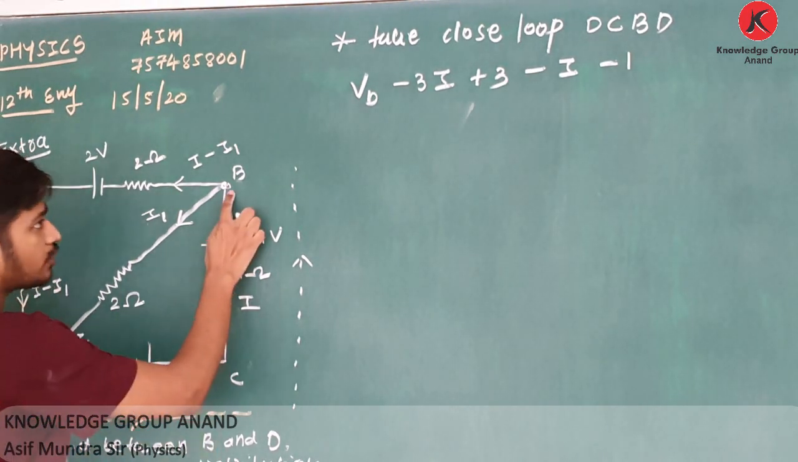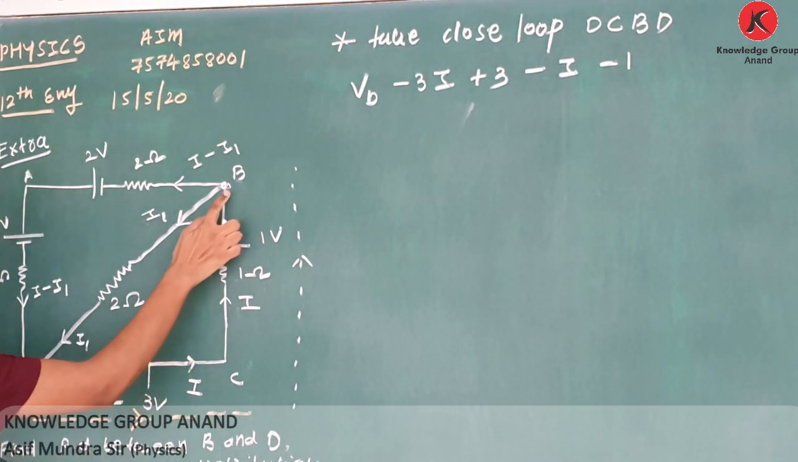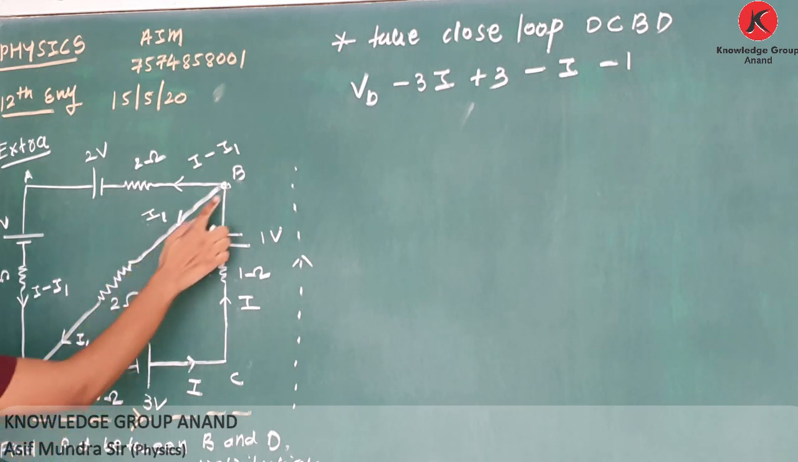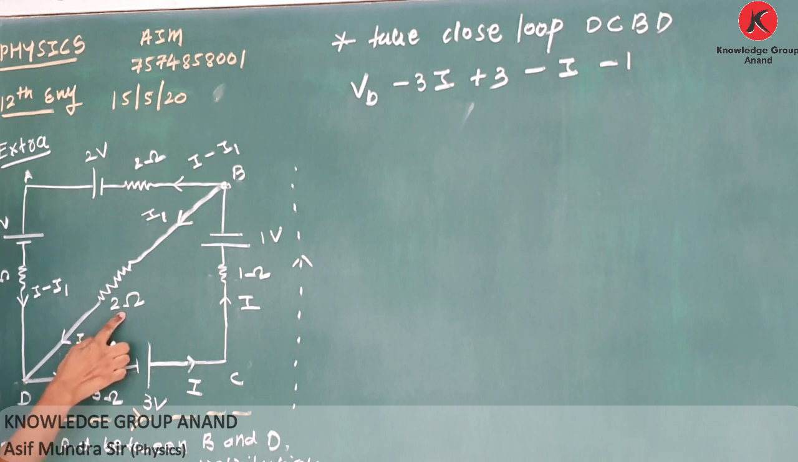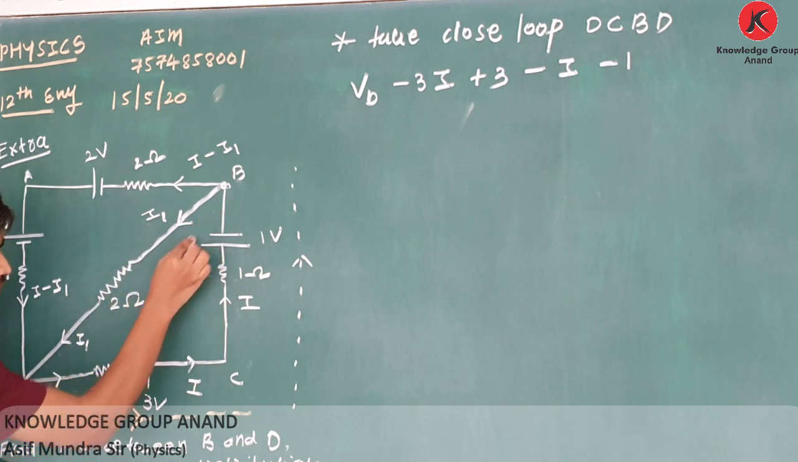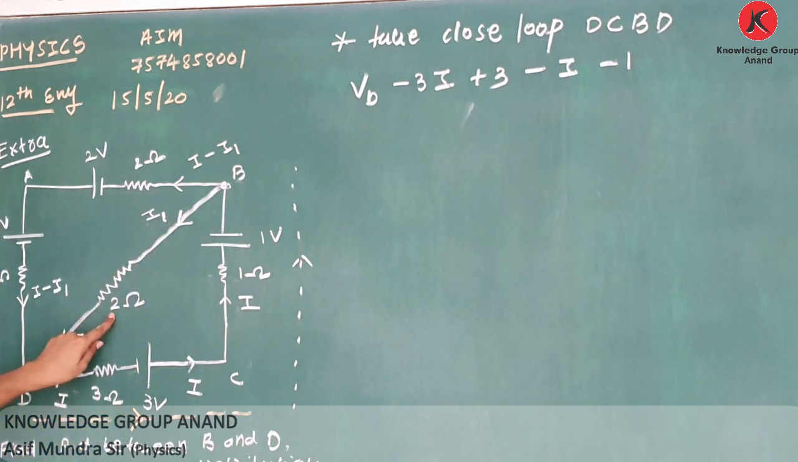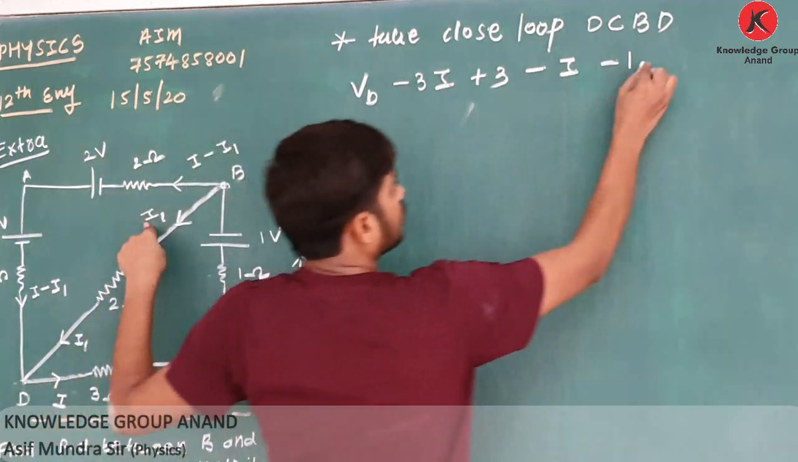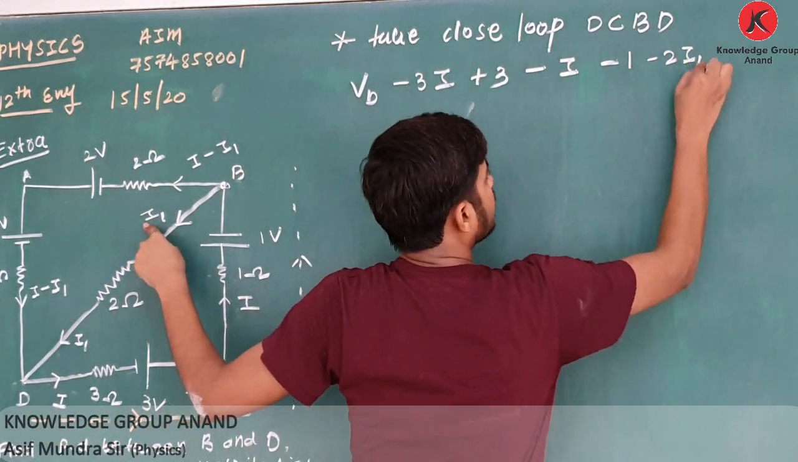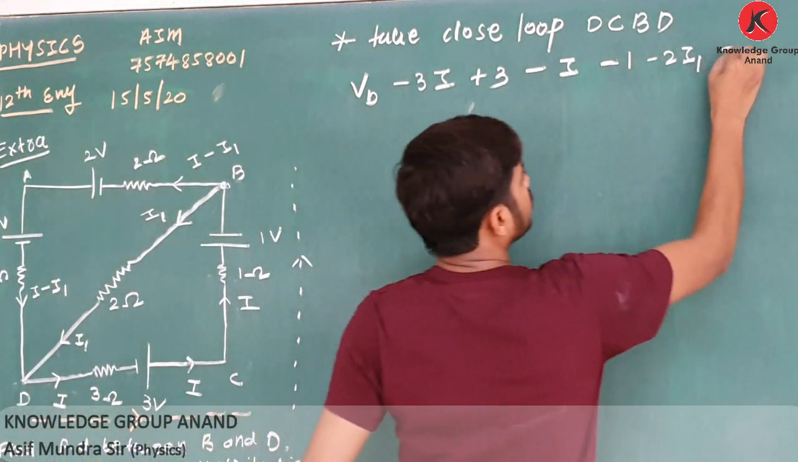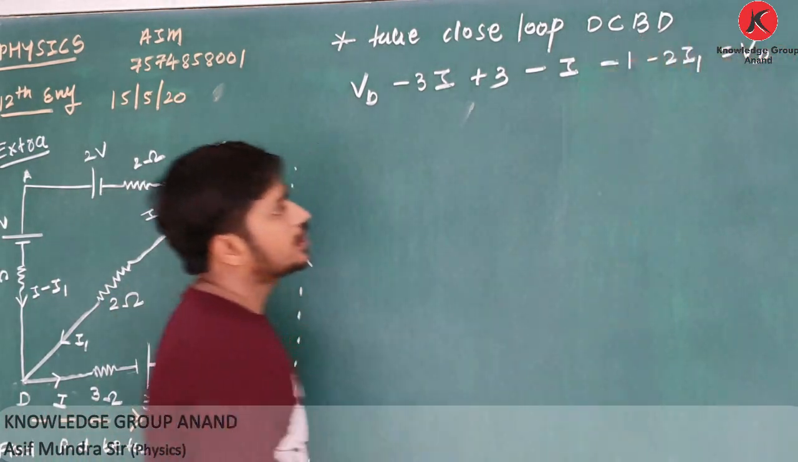Now from point B, we have to move to this point. On this path, there is one resistor, 2 ohm. Its current is I1, and we are moving in the direction of current. Resistance 2 ohm, current I1, so it is minus 2I1. And again we reach point D. Then according to the law of conservation, the total is equal to VD.